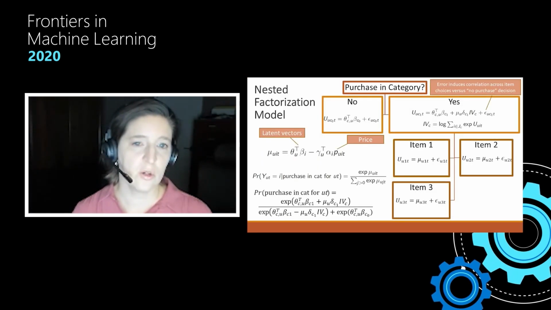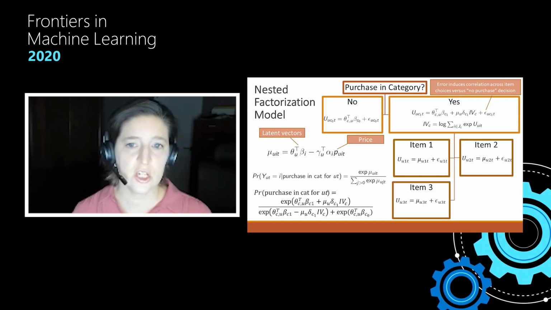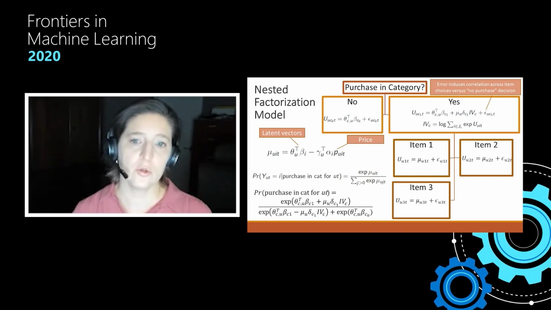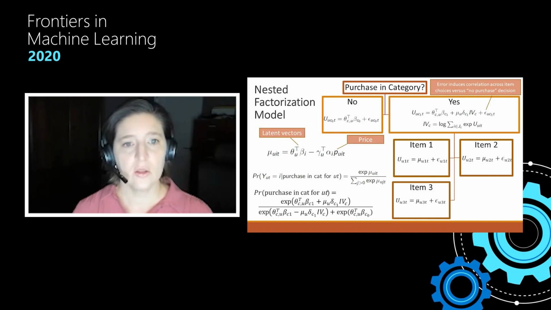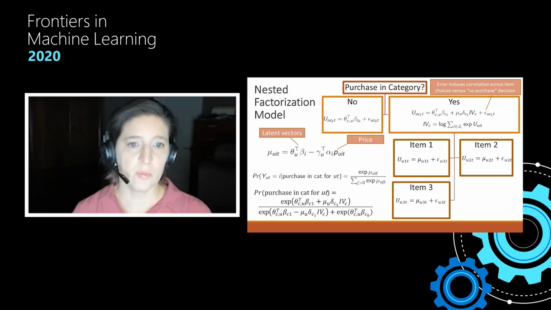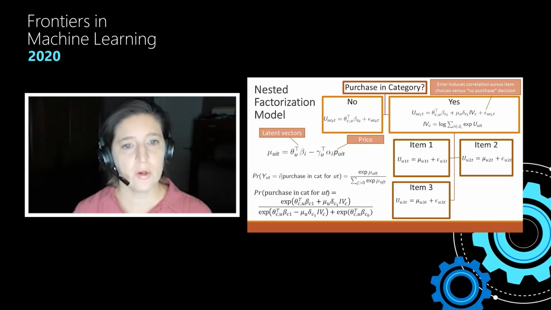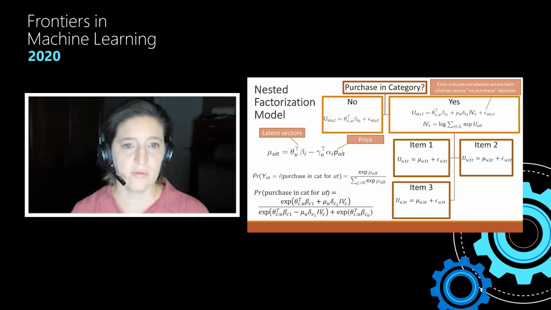So I won't have time to go through it today, but this is just a layout of what we call our nested factorization model, showing the nest where first you decide what to purchase if you're going to purchase, and then the consumer is deciding whether to purchase at all. And we have, in each case, vectors of latent parameters that are describing the consumer's utility for categories and for items.